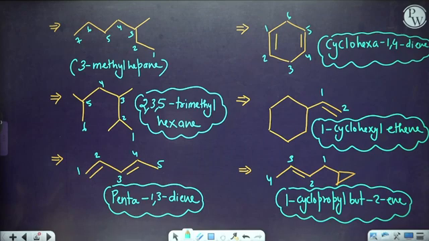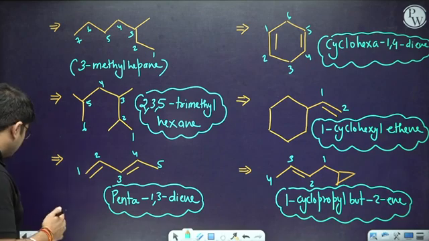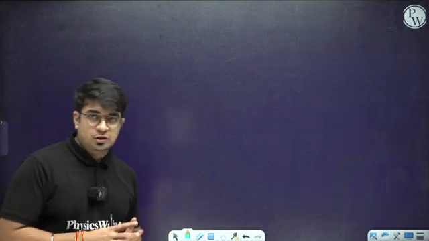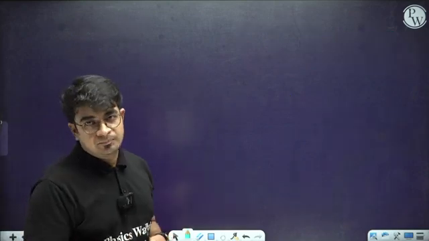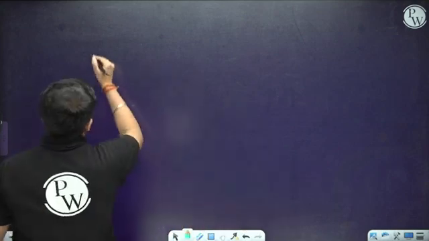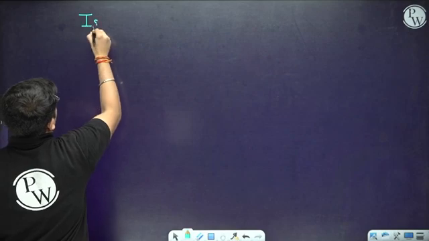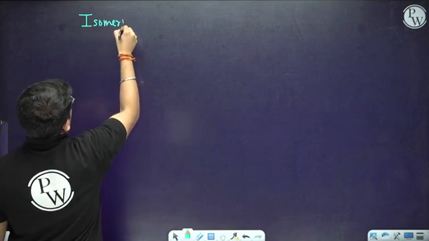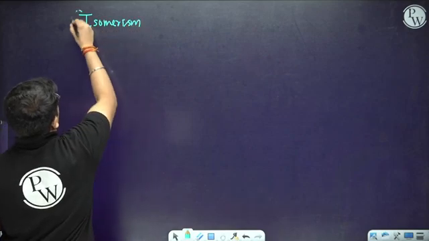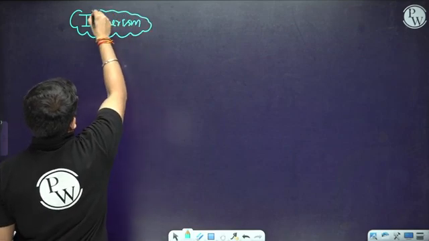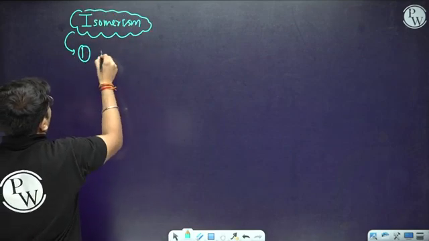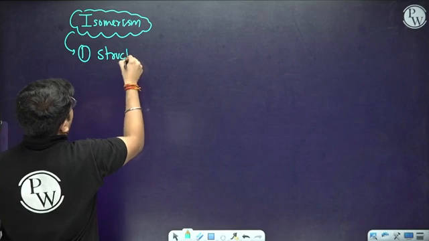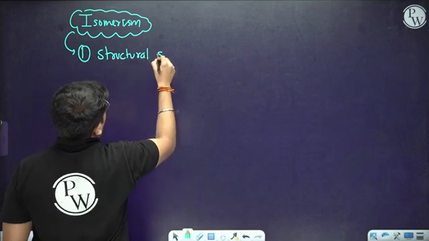I hope this part is clear. Okay, now let's talk about the next part. After covering the entire portion of nomenclature, the next and basic property related to that particular part is nothing but isomerism. So in case of isomerism, the first part will be the structural isomerism.